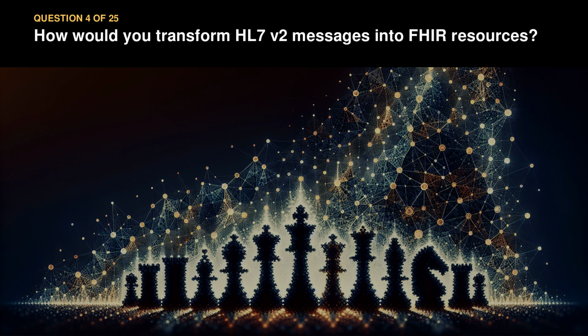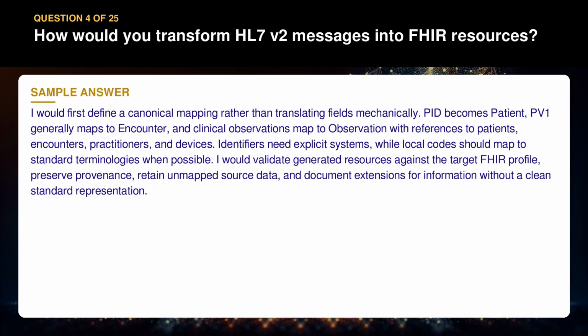Question 4. How would you transform HL7 version 2 messages into FHIR resources? I would first define a canonical mapping rather than translating fields mechanically. PID becomes patient, PV1 generally maps to encounter, and clinical observations map to observation with references to patients, encounters, practitioners, and devices. Identifiers need explicit systems, while local codes should map to standard terminologies when possible.